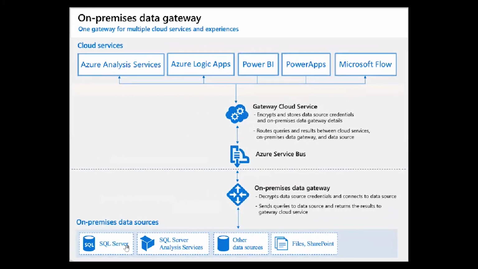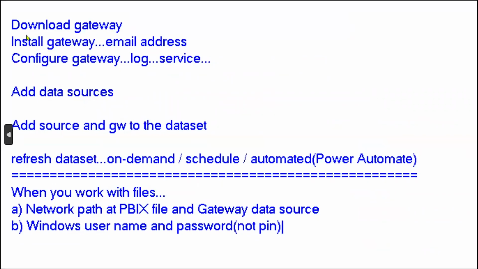We need to take on-premises data to cloud. And this is the on-premises gateway we need to install. How? First step, download gateway. Second step, install the gateway and provide email address. Third step, configure gateway and respective settings. Next, add data sources. Add source and gateway to the dataset.